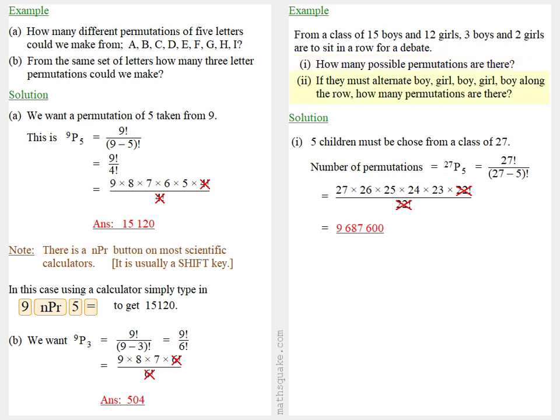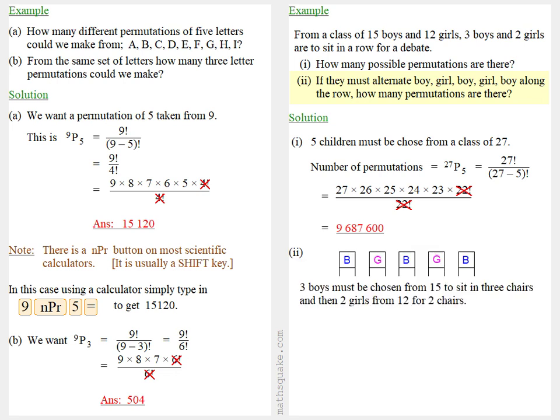Now in part 2, we're asked if they must alternate boy, girl, boy, girl, boy along the row, how many permutations are there? Well, first of all, 3 boys must be chosen from 15 to sit in the 3 chairs, and then 2 girls from 12 for the other 2 chairs.